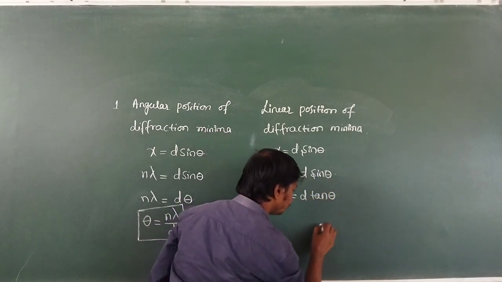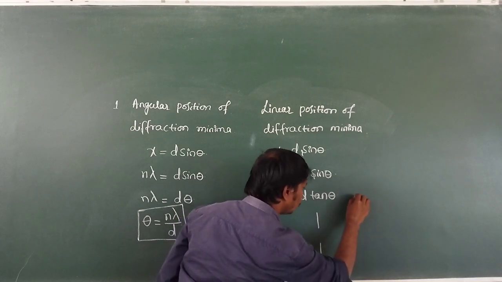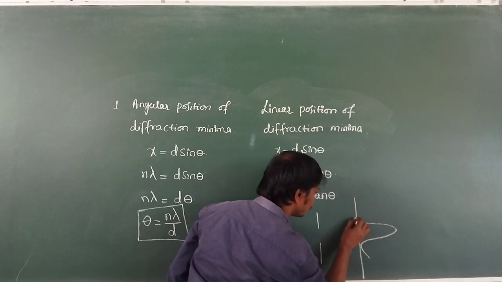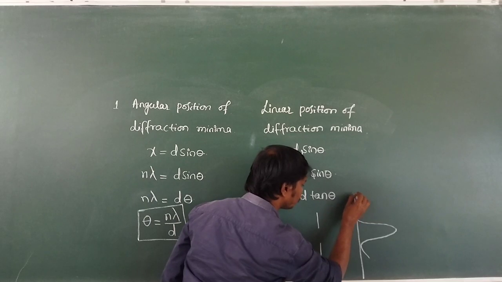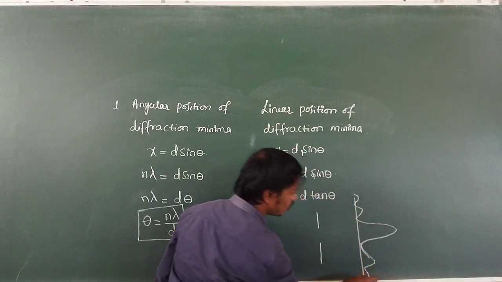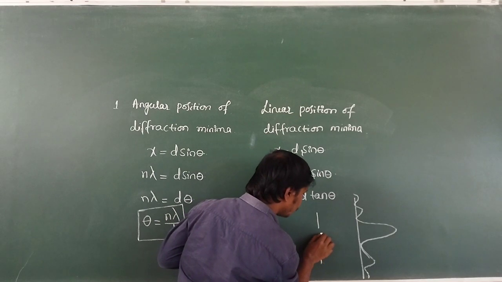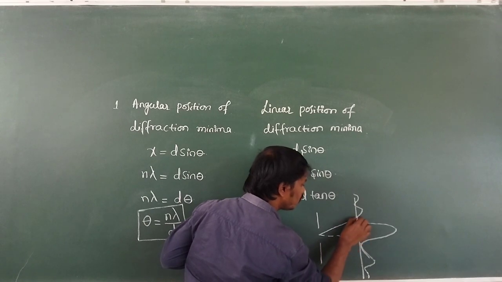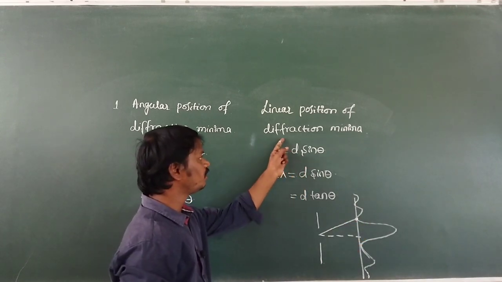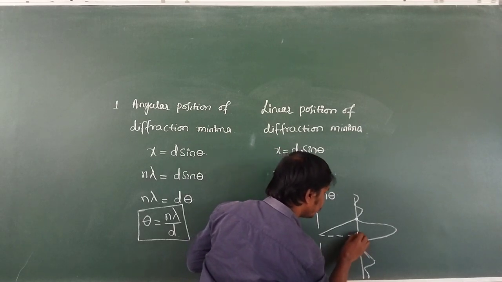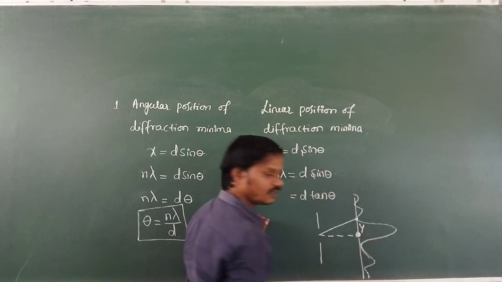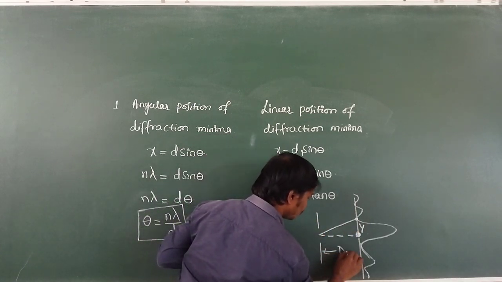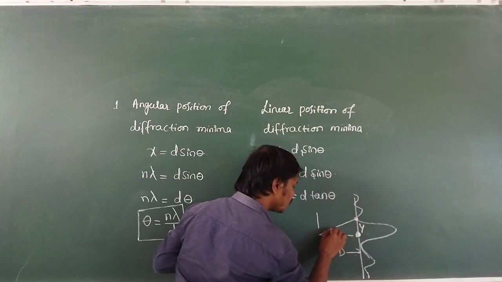See here, it is single slit and it is screen, and on the screen we will get a diffraction pattern. This is a diffraction pattern. In order to find the first minimum, so the linear position of the diffraction minimum from the center of the screen, that can be taken as y, and the distance of the screen from the single slit can be taken as D, and angular position of this minimum can be taken as theta.